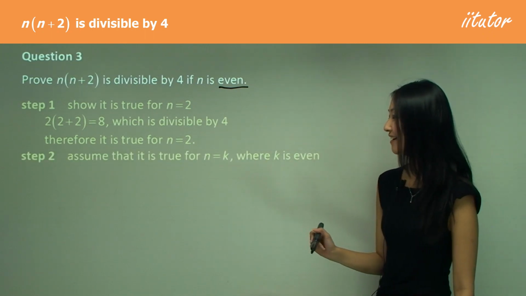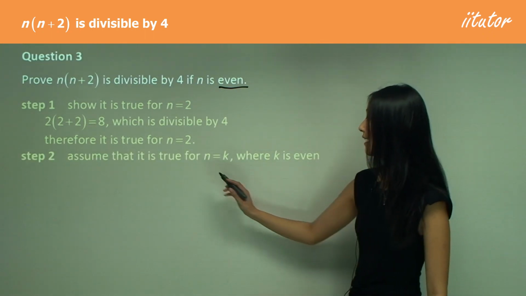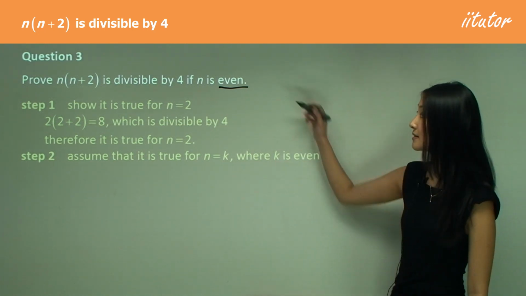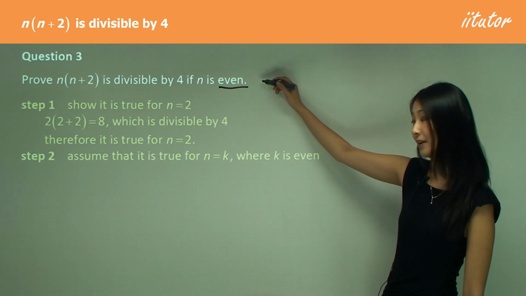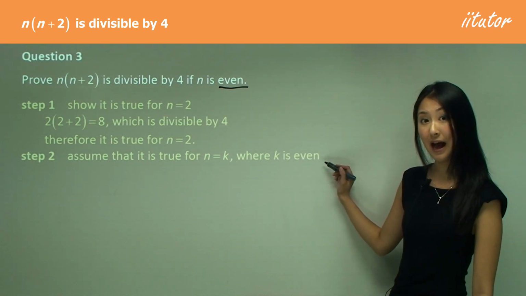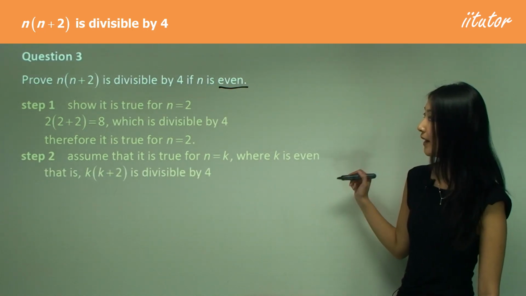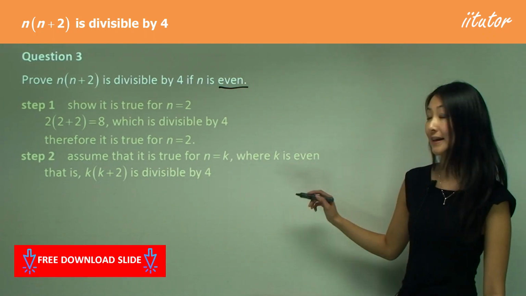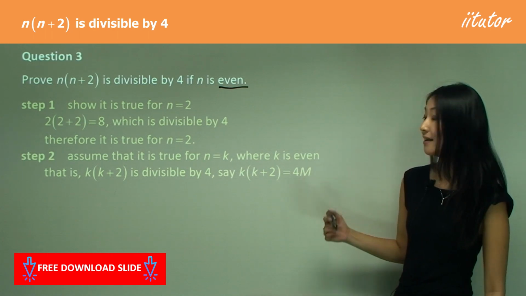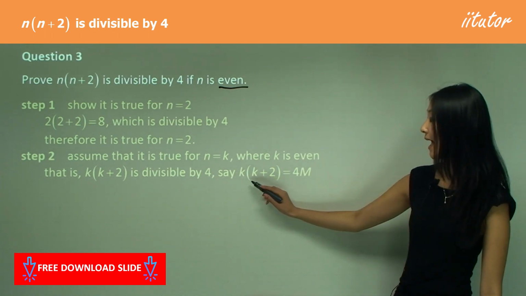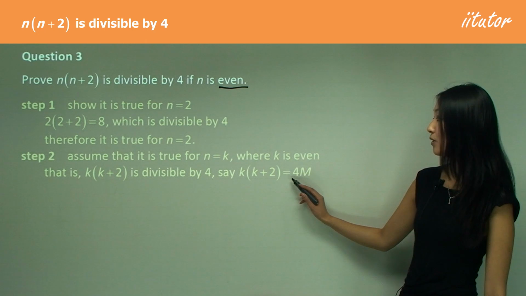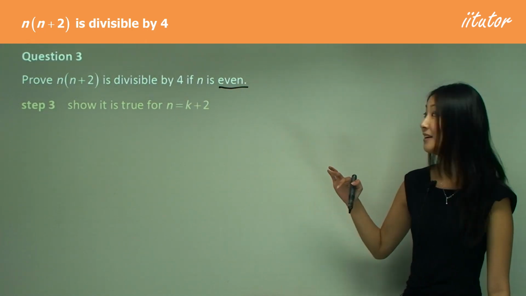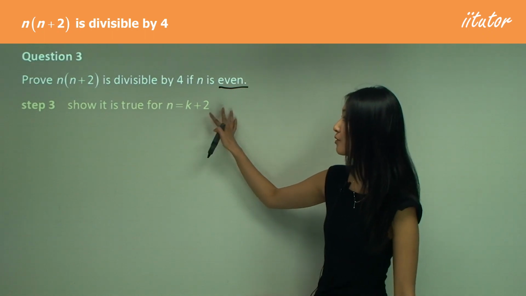All right, step 2 now. We make the assumption that it is true for n equals k, but only where k is even, right? Because here it says only if n is even. So that same rule must apply in our assumption as well. So that means k times k plus 2 is divisible by 4 where k is even. So we can say, by making that into an equation, that k times k plus 2 equals 4m, where m is an integer.